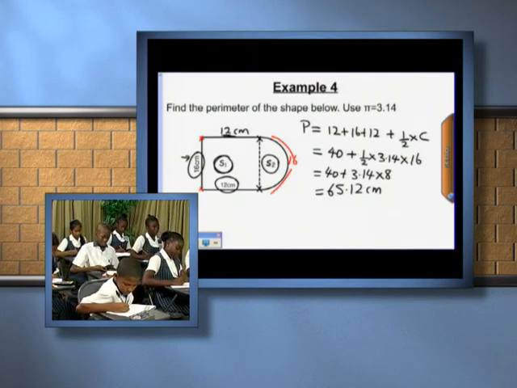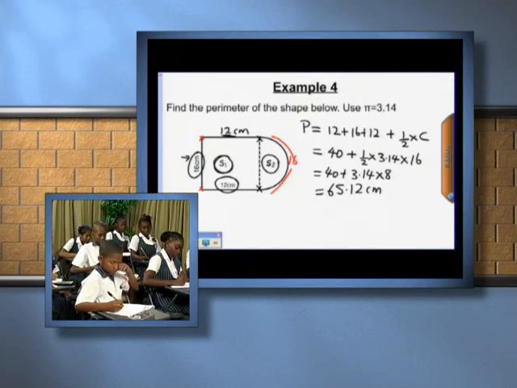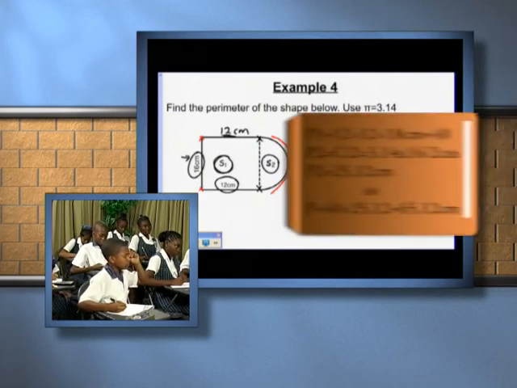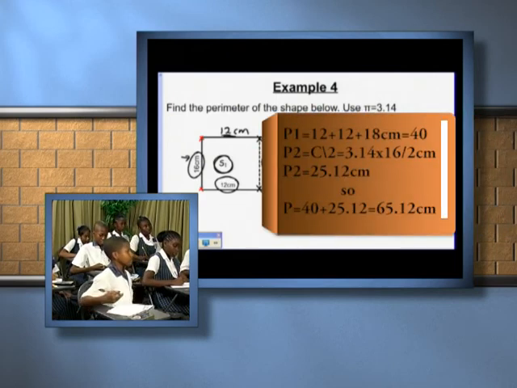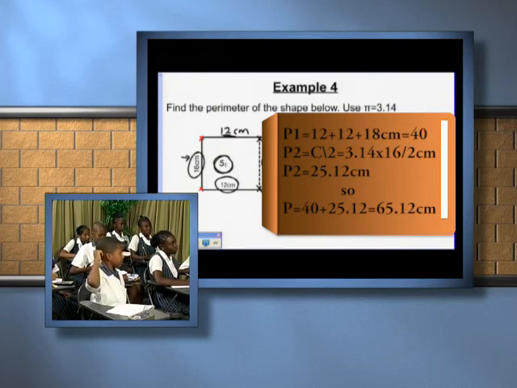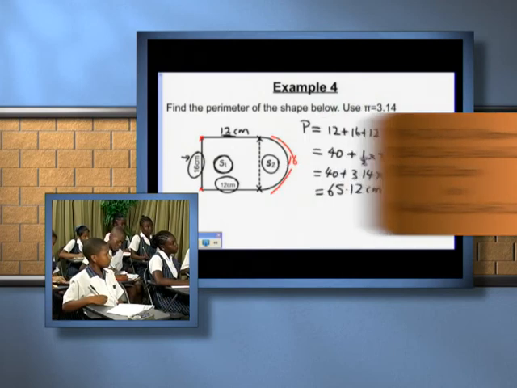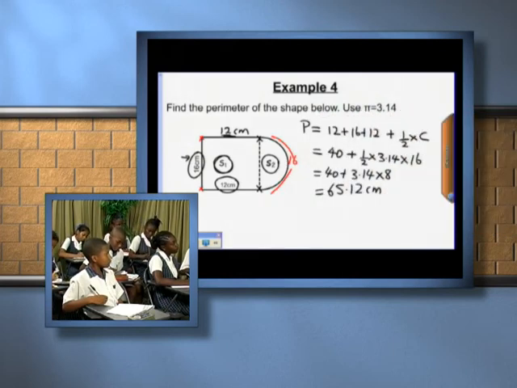Alright? And I know again, you students are very good students, so this is going to be the correct answer. Let's just double check again that it is indeed the correct answer. We have 65.12 as our answer, 65.12. Good. Very good, students. So we come to the end of our examples.